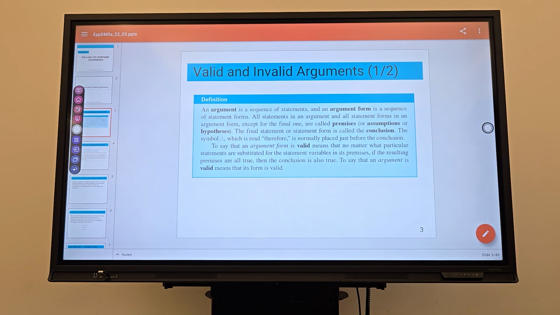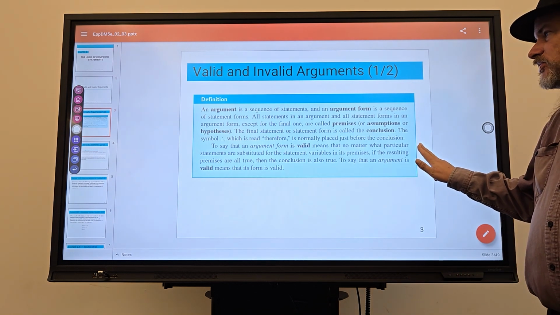To say that an argument form is valid means that no matter what particular statements are substituted for the statement variables in its premises, if the resulting premises are all true, then the conclusion is also true. To say that an argument is valid means that its form is valid. So what does all that mean?